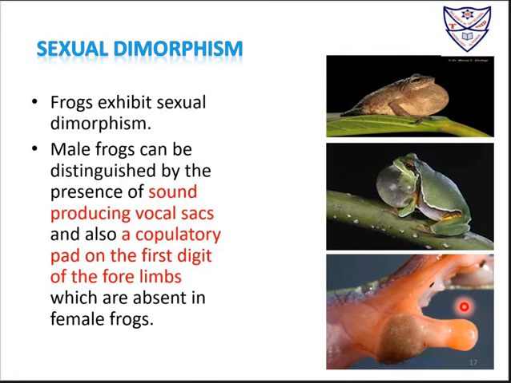We see sexual dimorphism in frog. That means that male frogs can be distinguished by the presence of sound-producing vocal sacs and a copulatory pad on the first digit of the forelimbs which are absent in the female frogs.